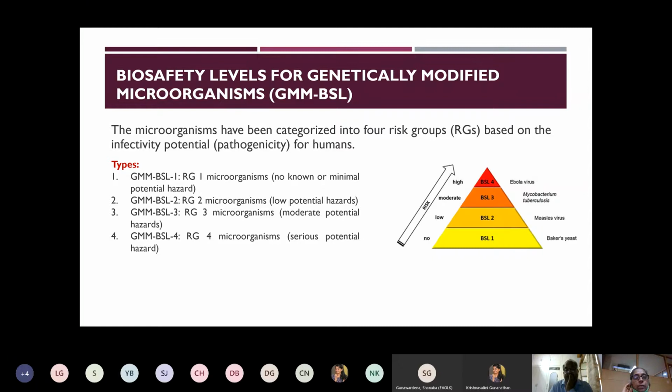If you have inserted any gene, then you should take it to the additional level. If you see this diagram on the slide, we have just tried to give examples. Baker's yeast falls in BSL1, measles virus in BSL2, tuberculosis in BSL3, Ebola in BSL4, like that. So there is a degree of risk, and the degree of containment increases.